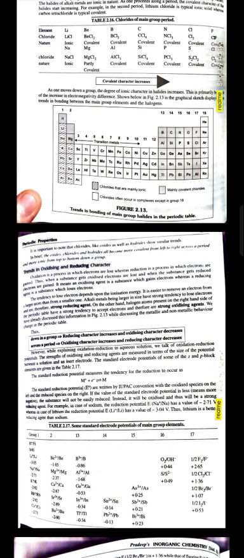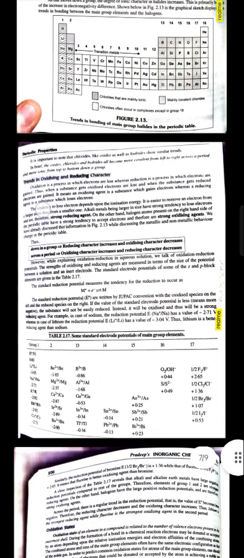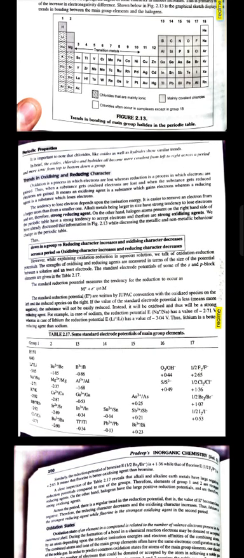However, while explaining oxidation reduction in the next section, we talk of oxidation reduction potentials. The strengths of oxidizing and reducing agents are measured in terms of the size of the potential between a solution and an inert electrode. The standard electrode potentials of some of the s and p block elements are shown in table 2.17. The standard reduction potential measures the tendency for reduction to occur. Standard reduction potentials are written by the IUPAC convention with the oxidized species on the left and the reduced species on the right.